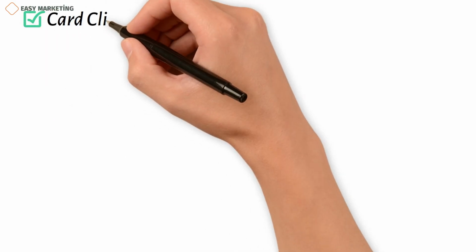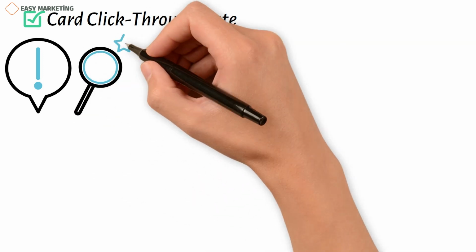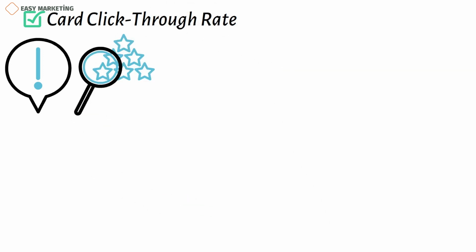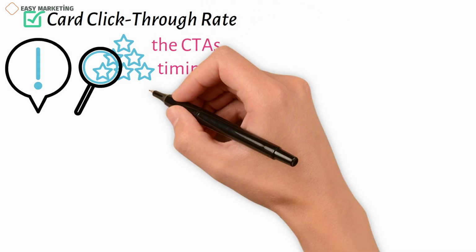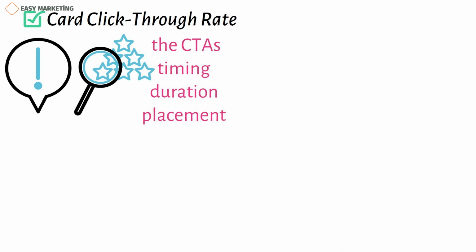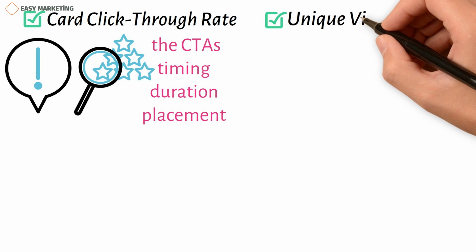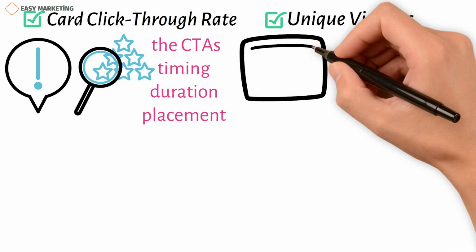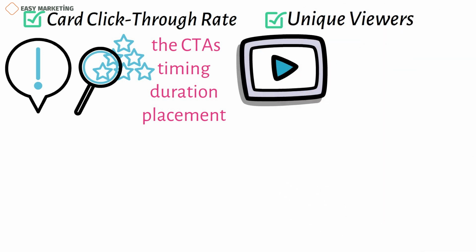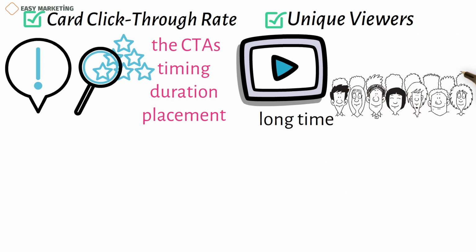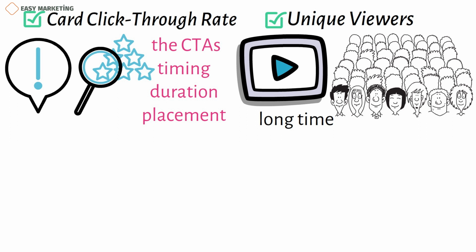Card click-through rate. Cards are pre-made alerts that tell people watching your video what to do. By looking at the click-through rates for your cards, you can improve the CTAs, timing, duration, and placement of your cards. Unique viewers. The unique viewers are the estimated number of people who have watched your movies for a long time. With this measure, you can find out how many people are interested and how big your audience is.